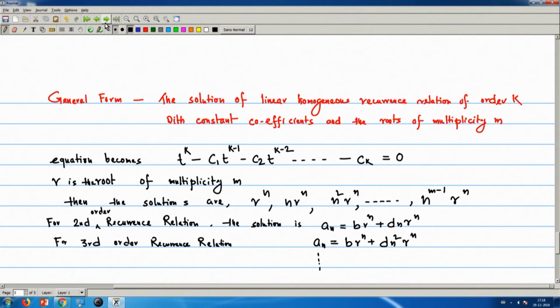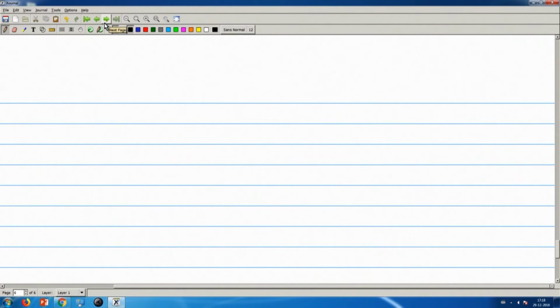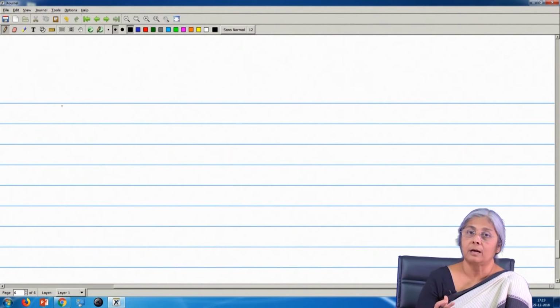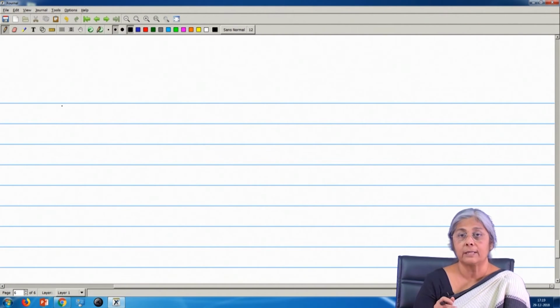Now, we have read the two types of solution techniques, mainly for solving linear homogeneous recurrence relation with constant coefficients, when the roots are equal or the roots are not equal. Earlier we have seen how to frame the recurrence relation or a recursive function also. Now, we see how we can solve those recurrence relations.